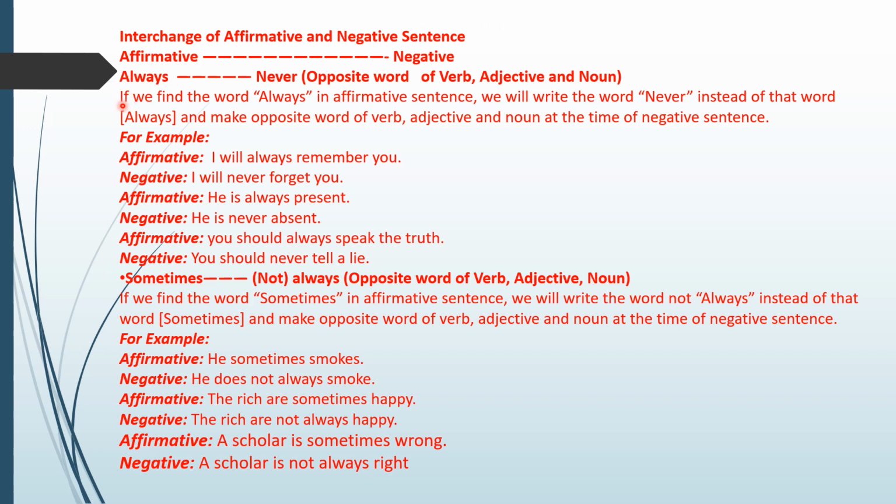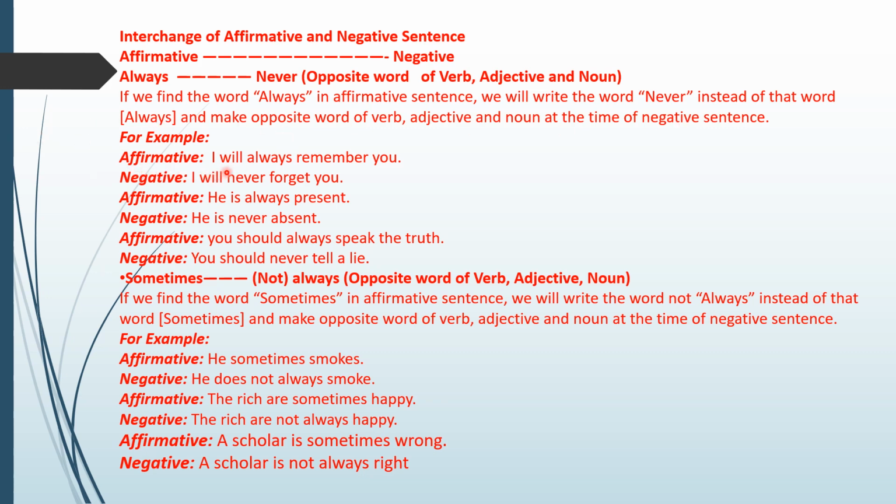The first rule: always in the affirmative, in the negative you will write never and the opposite word of the verb, adjective or noun. So if we find the word always in the affirmative sentence, we will write the word never instead of that word always and make the opposite word of the verb, adjective or noun at the time of changing the sentence into negative. Look at the following example.